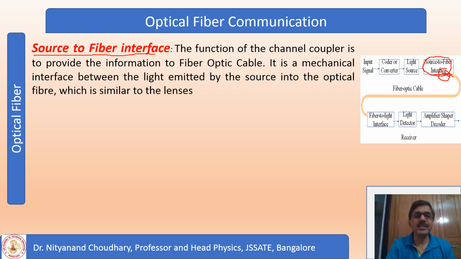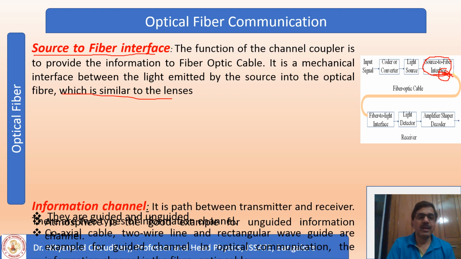It is a mechanical interface between the light emitted by the source and the optical fiber, which is similar to lenses, right? So that is called a coupler. Here, this is your input coupler. Through the input coupler, whatever light is there will be injected into the optical fiber. Now let's see the next one.